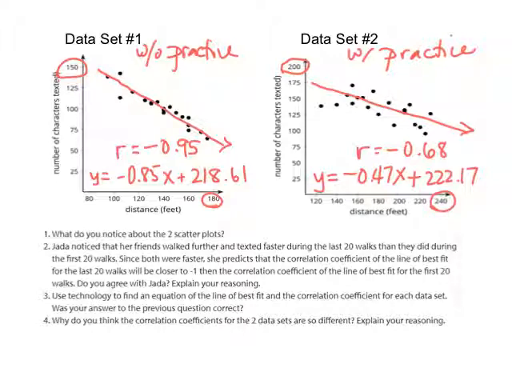So now we've found the line of best fit and the correlation coefficient. Why do you think the correlation coefficients for the two data sets are so different? Explain your reasoning. Well, the data in the second is much more scattered, where the practice probably helped some people more than others, but even with the practice, they weren't quite as good. So it actually had more varied results, where without the practice, the folks that were walking further were not able to text as well as the ones that didn't walk as far.